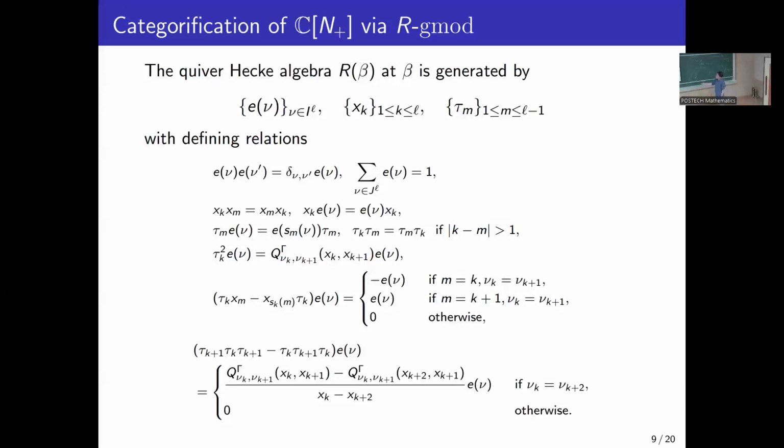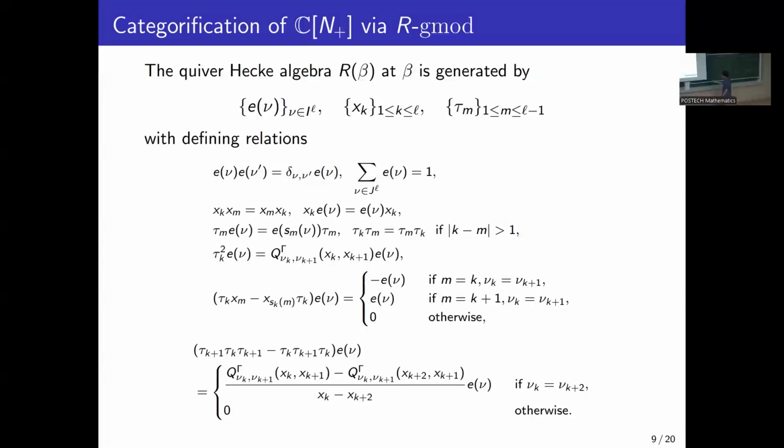They are idempotent. If you look at the defining relations, the first line, e nu times e nu prime is e nu if nu and nu prime are equal, or zero otherwise. So they are orthogonal idempotents, and their sum is equal to the multiplicative identity. So they form a complete system of orthogonal idempotents. And x k are called the polynomial generators because they behave as polynomials. If you take a product of two polynomial generators, then they commute with each other.